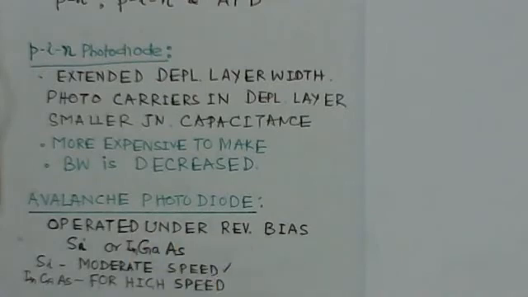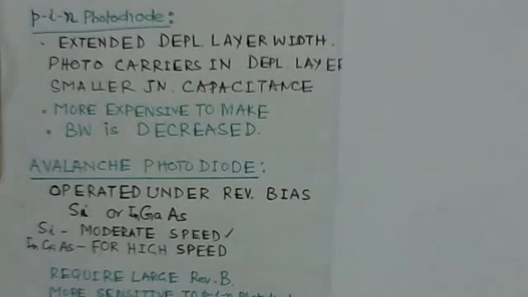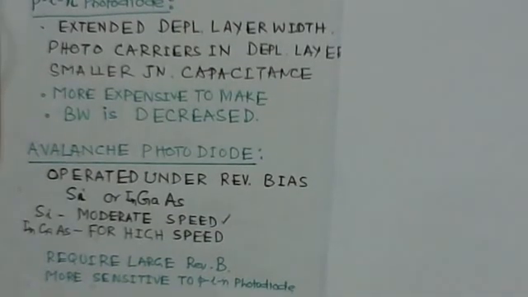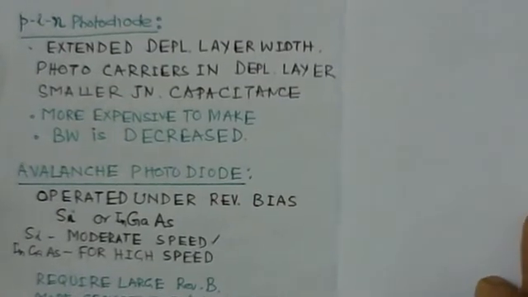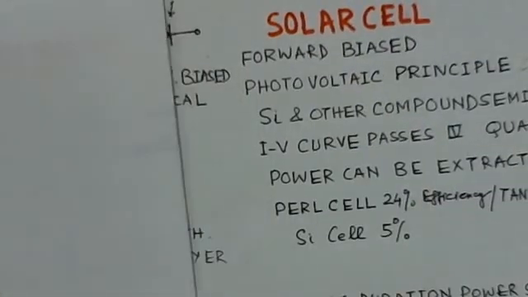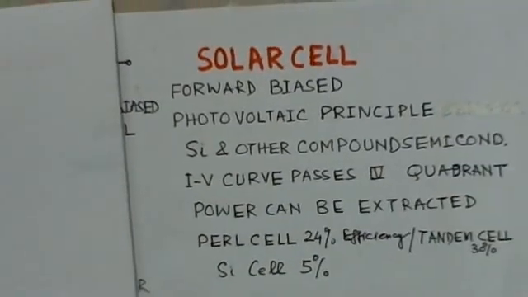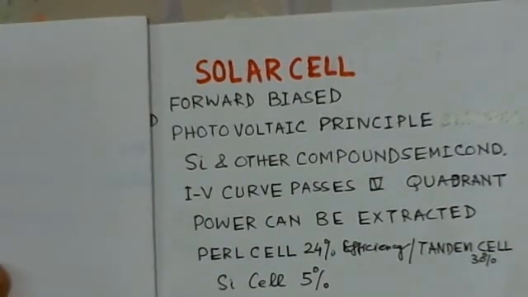Since they are avalanche photodiodes, they require higher reverse bias, and they are more sensitive than PIN photodiodes. Because of the principle of avalanche multiplication, they also give current gain, or the gain of the photo multiplication process. Okay, now we come to the last topic here, that is solar cells.